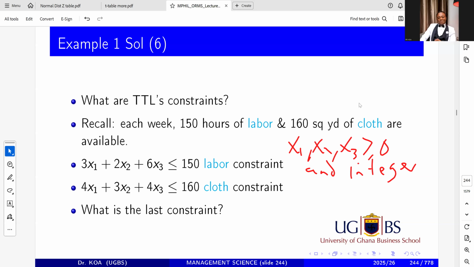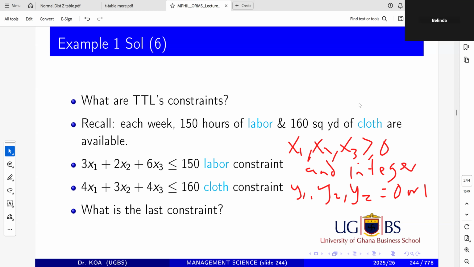Since we are introducing the fixed cost variable, we'd need to put the constraint that y1, y2, and y3 are equal to 0 or 1 because it's dependent on if we are to produce. Very good. What constraint is that? It's a binary constraint. Binary. Very good. So these are the last two constraints that should be incorporated to have your work complete.